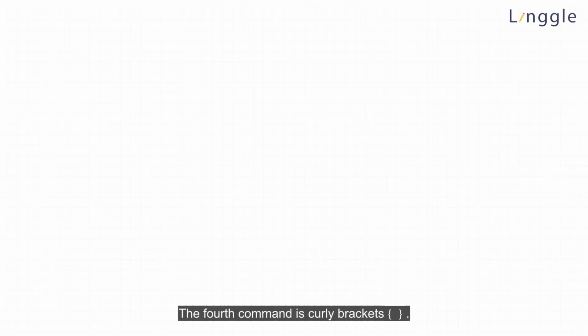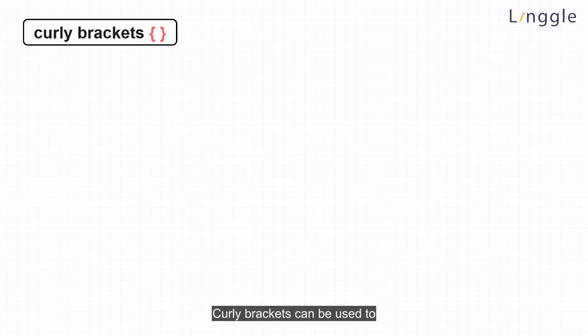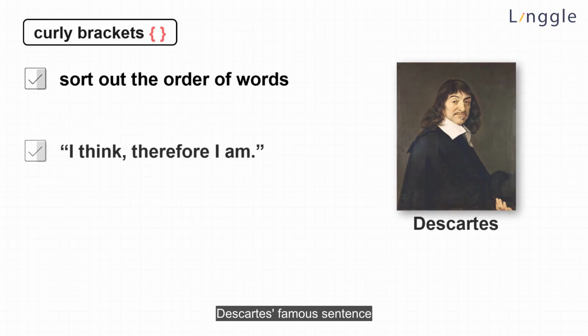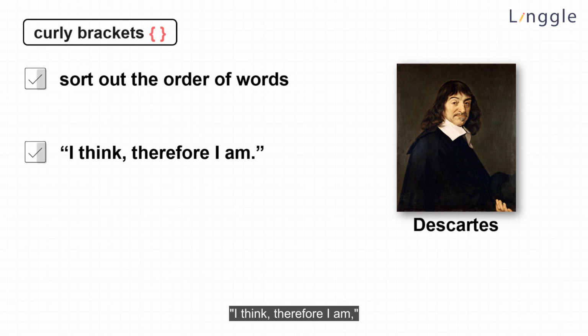The fourth command is curly brackets. Curly brackets can be used to sort out the order of words within the phrase in the brackets. For example, if you want to write Descartes' famous sentence, I think, therefore I am, but don't quite remember how to write it, just remember the words that appeared in a sentence.